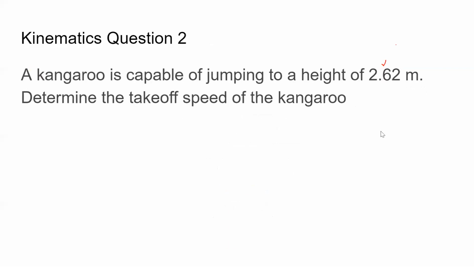So in this question, a kangaroo is capable of jumping to a height of 2.62 meters, and they're asking you to determine the takeoff speed of the kangaroo. So I'll give you guys another minute to try this problem, and then we can discuss the answer after.